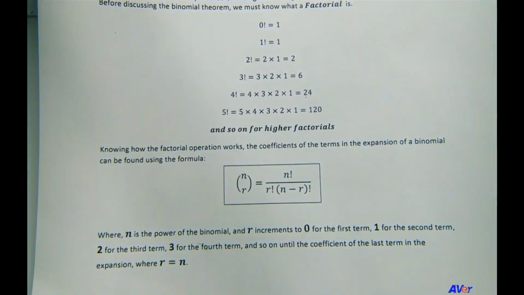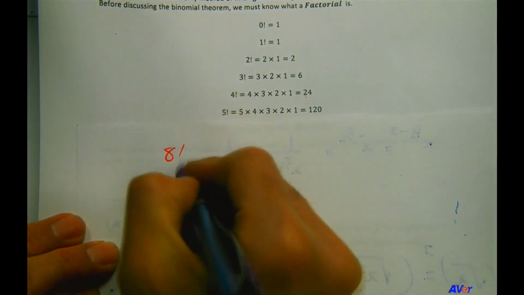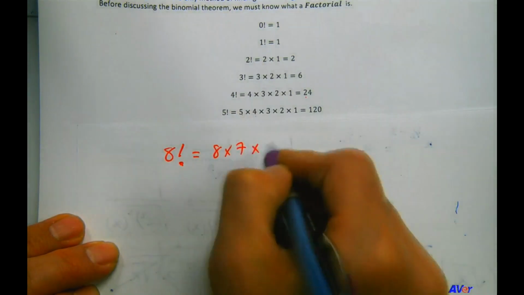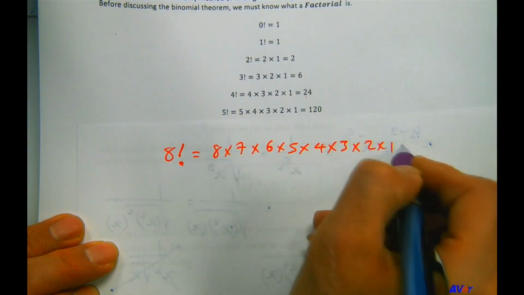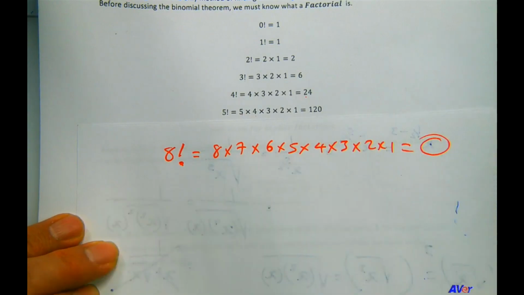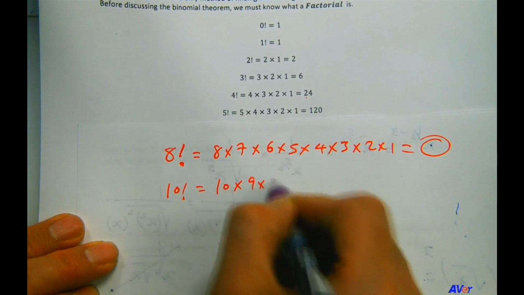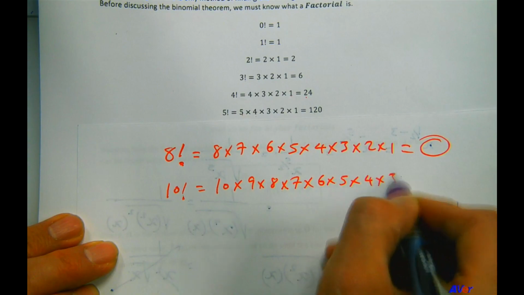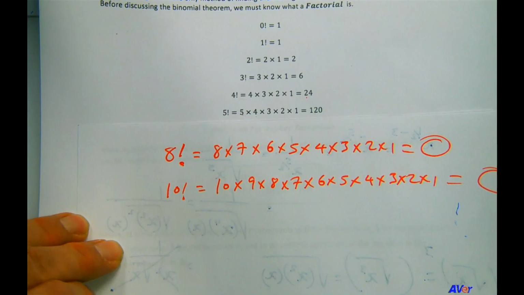So for 8 factorial, you would do the same thing. We'd say 8 times 7 times 6 times 5 times 4 times 3 times 2 times 1. Whatever that number is, it's going to be a large number, right? 10 factorial is the same thing: 10 times 9 times 8 times 7 times 6 times 5 times 4 times 3 times 2 times 1, and then we'll calculate it. They are very large numbers.